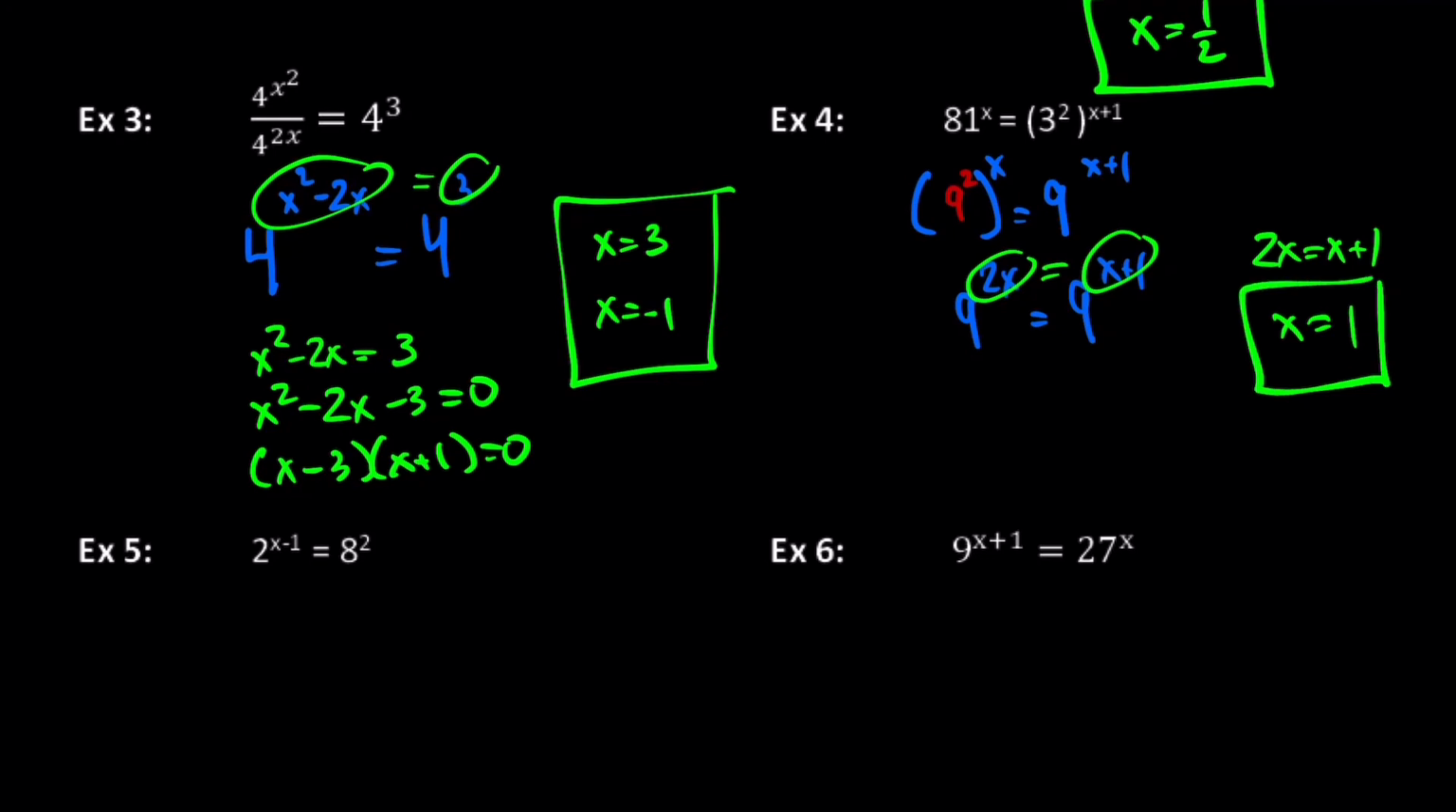Easy to check. Plug a 1 in there. Well, that's 81. Plug a 1 in here. That's 9 squared. That's 81. That works.